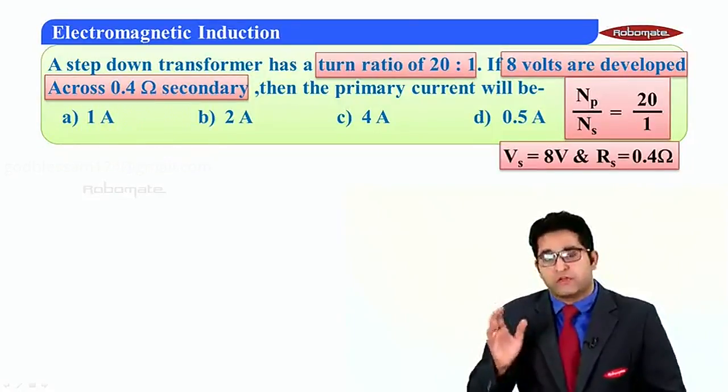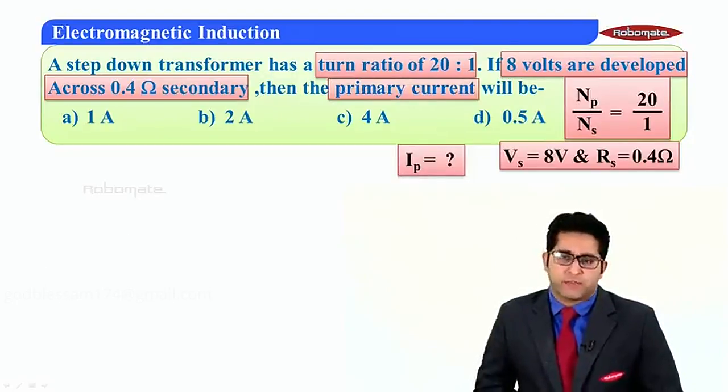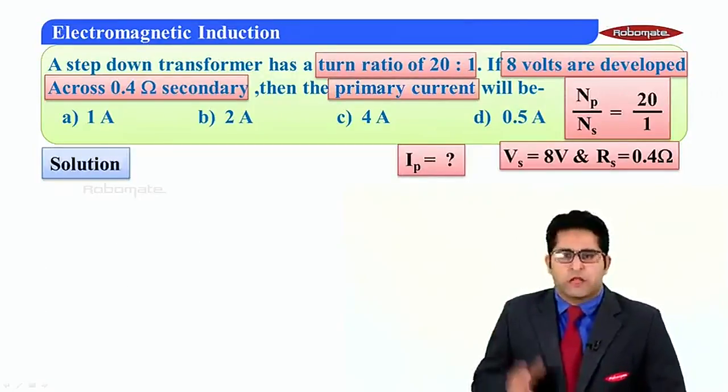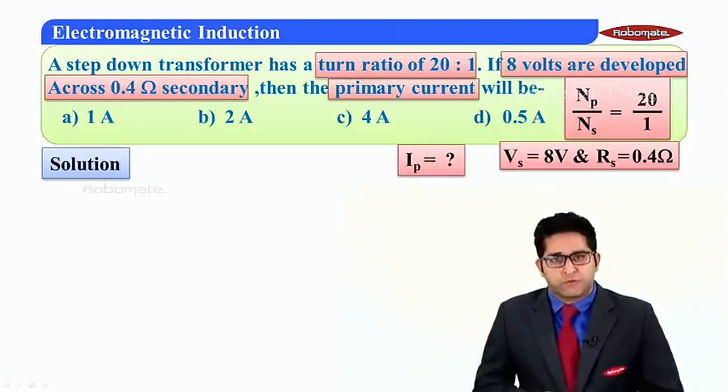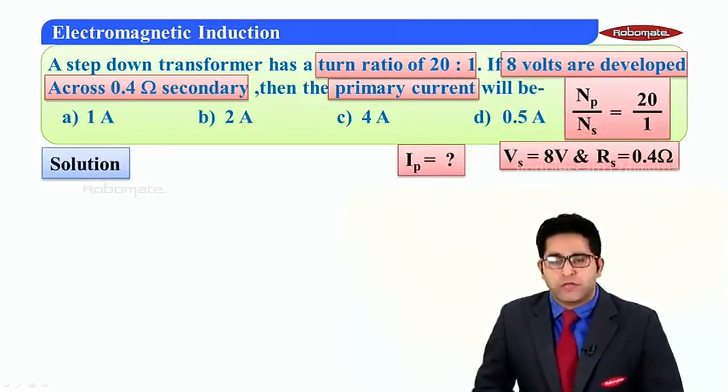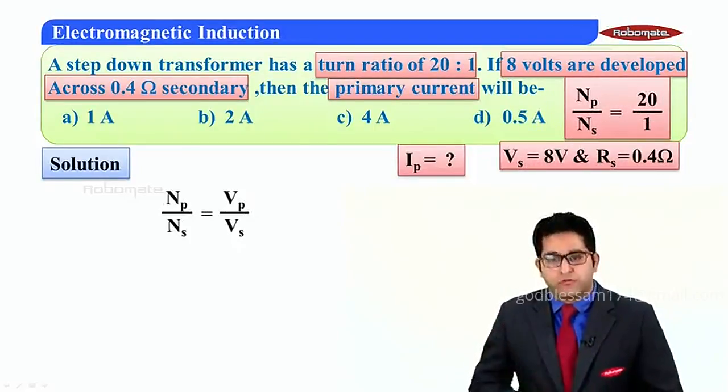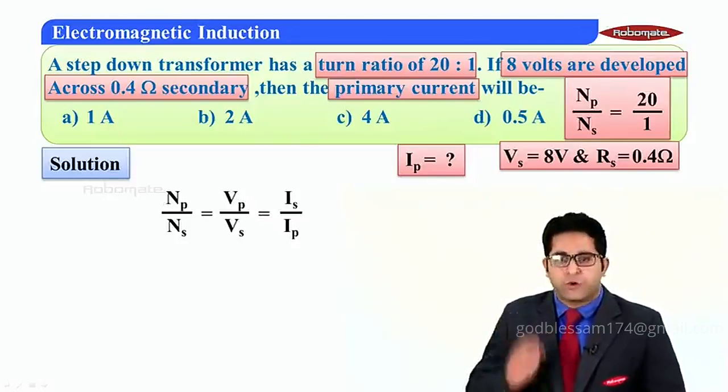What we are supposed to find? Here we are supposed to find primary current, that is Ip. Right? So let us start with the solution. Now again we'll be using the basic equation of transformer. What is the basic equation? It is NP upon NS is equal to Vp upon Vs, and it is equal to Is upon Ip.